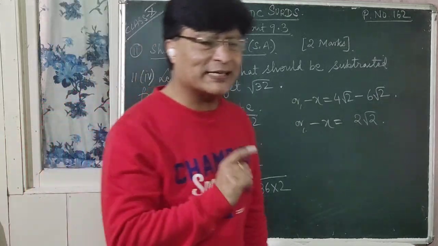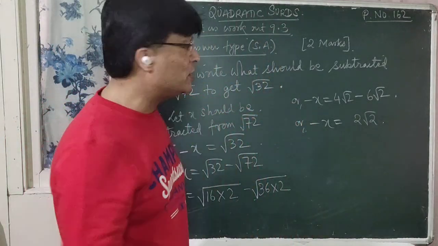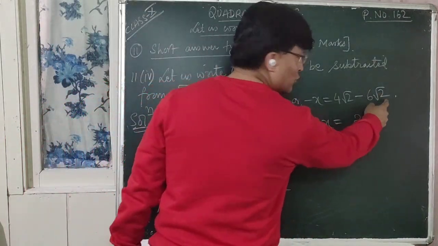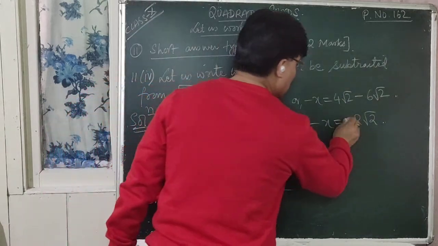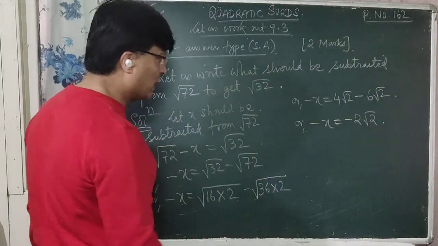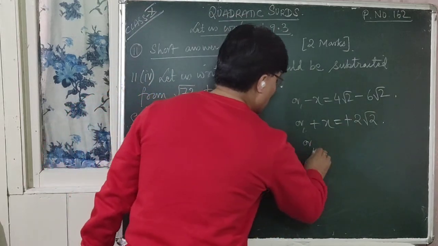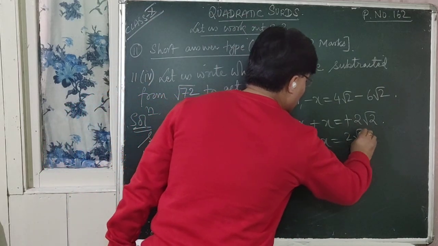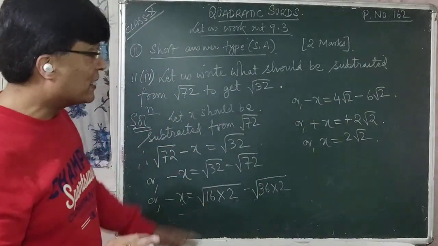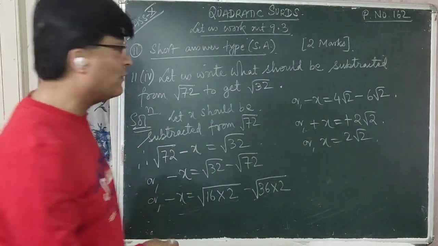But you have to write down the sign of the greater number. Which is the greater number here? 6 root 2. What is its sign? Minus. So you should write here minus. Okay? So this minus minus gets cancelled. So x is equal to 2 root 2. So you can keep the answer as it is, or you may simplify it further.